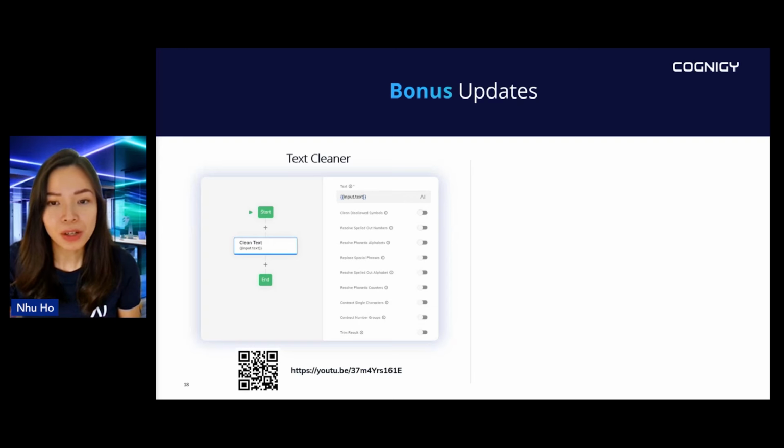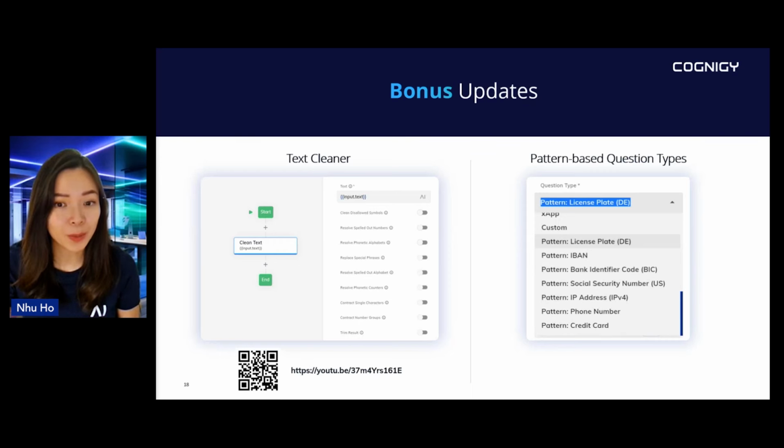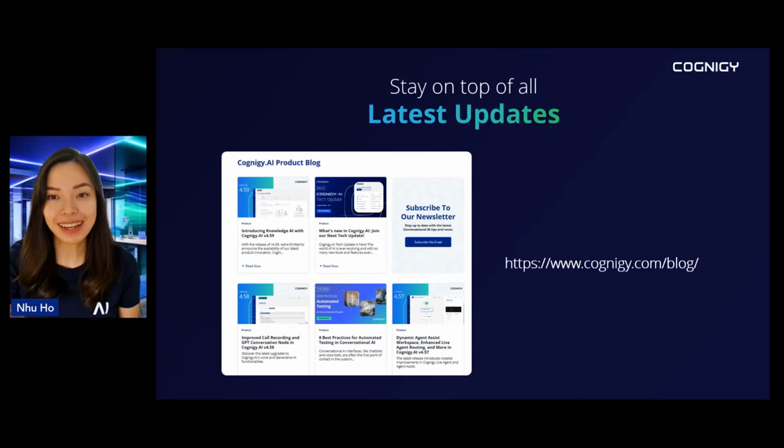The second feature I would like to mention is the pattern-based question output types. Similar to the text cleaner, this feature also aims at scenarios like voice scenarios where it can be difficult to capture critical user inputs precisely. So essentially, these question types are out-of-the-box solutions designed to facilitate entity mapping of specific output types, including license plate number, IBAN, bank identifier code, social security number, IP address, phone number, and credit card number in a variety of customer service scenarios.